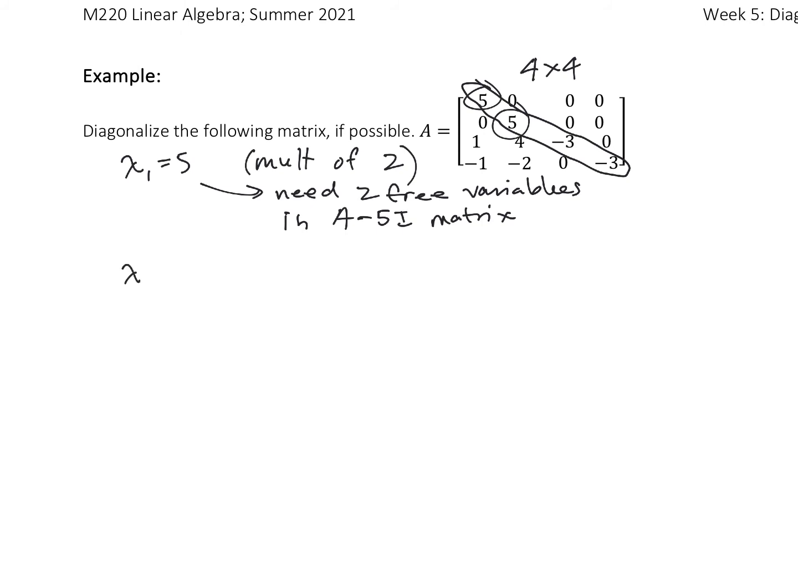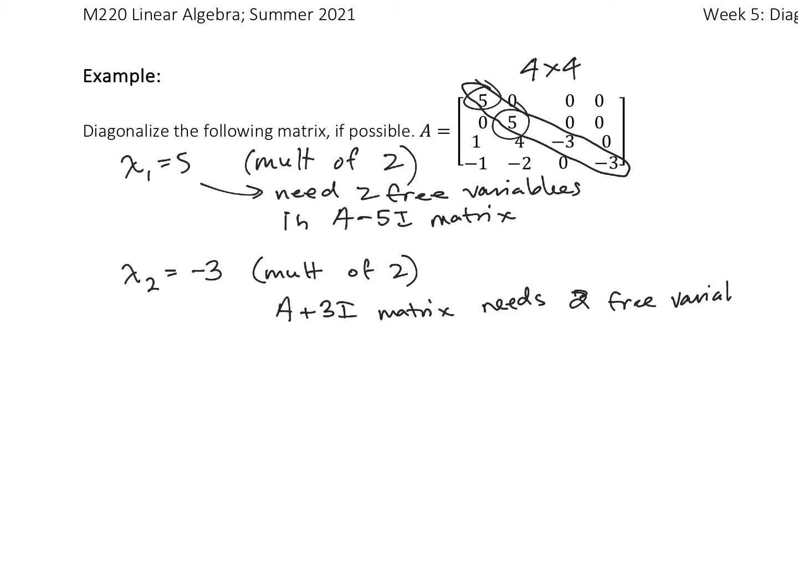Now, the next one, lambda 2, our next eigenvalue, is -3. Again, this has a multiplicity of 2, which means that the A plus 3I matrix needs 2 free variables. If I do not get 2 free variables from each of those 2 matrices, this is not diagonalizable. So let's just go for it.